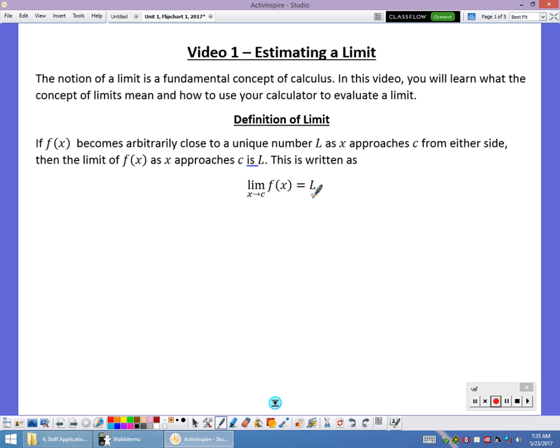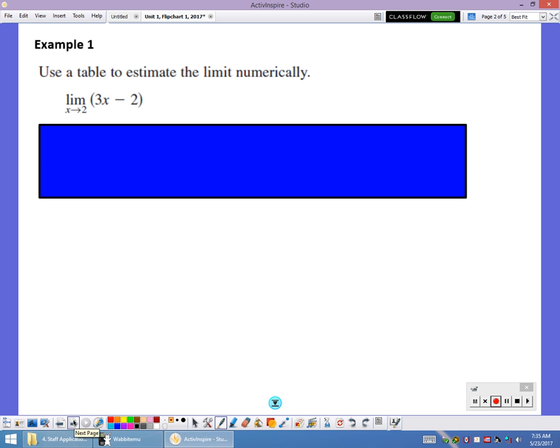In our first couple of examples, what I'm going to explore is, if I had the limit as x approaches 2 of 3x minus 1, which is just a line, there's no restriction on this line, so we could just plug in 2. If we plugged in 2, we would find that this limit would be 4.